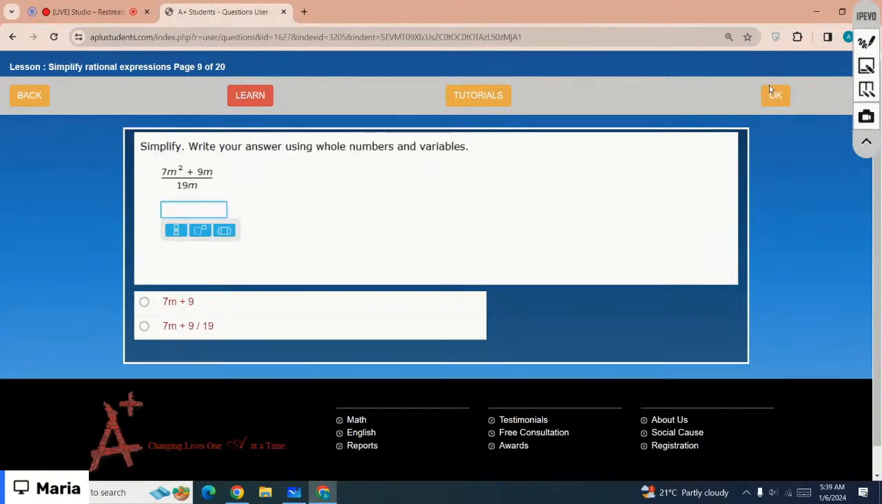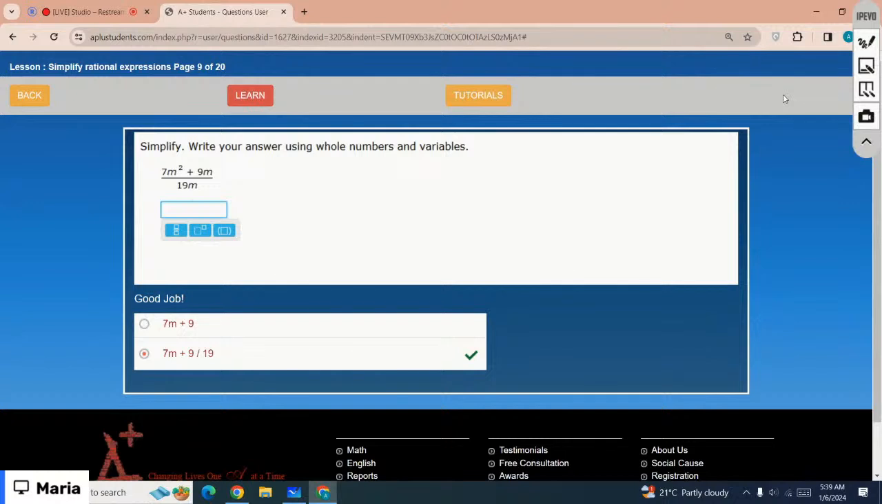Okay, simplify 7m square plus 9m divided by 19m, which is the correct option. The correct option is the second one, that is 7m plus 9 divided by 19. The second option is the correct option.